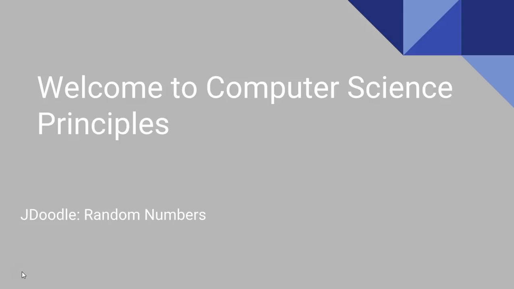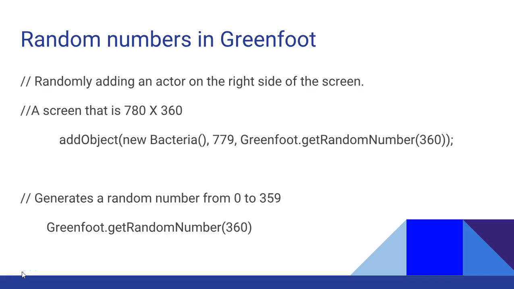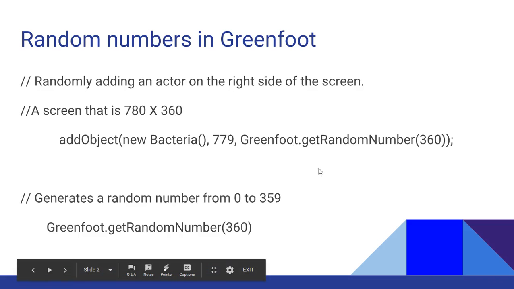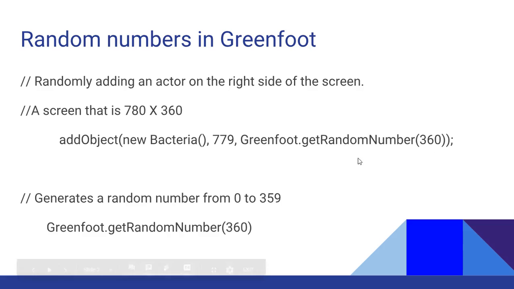Hello, this slide deck is going to take you through some random numbers in JDoodle, and we will also compare it to what you've been doing in Greenfoot just a little bit. So in Greenfoot, when you want to compare some random numbers, you use Greenfoot.getRandomNumber(360), for example, and it returns an integer value from 0 to 359.